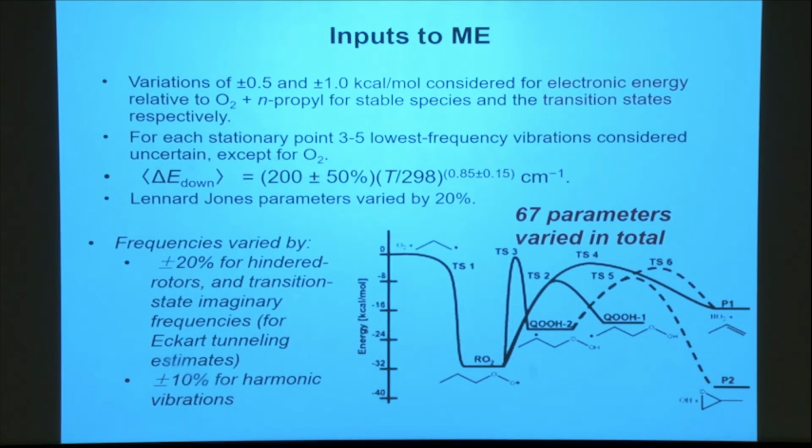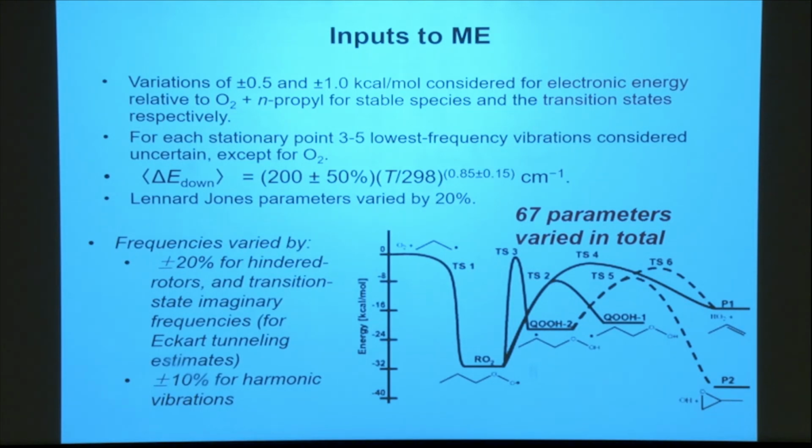As inputs to the model, we've got obviously the well depths for each of these species. We've got barrier heights for each of these transition states. We've got vibrational frequencies. And we've got parameters that are part of our exponential down model. And so we're going to assume uncertainties in all of these parameters. I think 67 parameters were varied in total. And then we use a kind of quasi-random Monte Carlo approach to propagate these uncertainties.